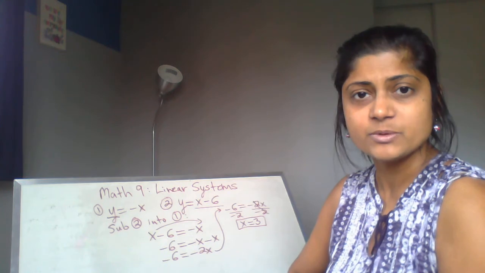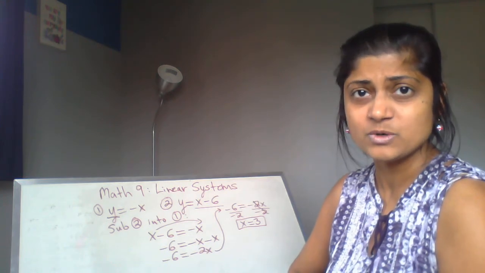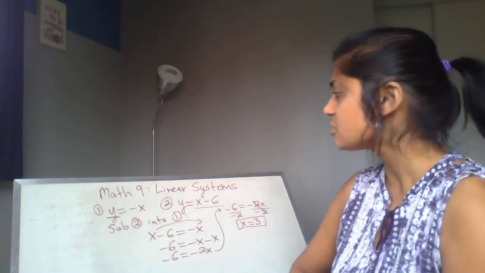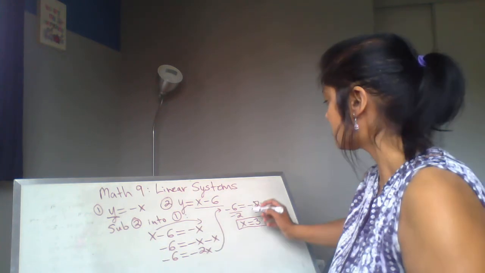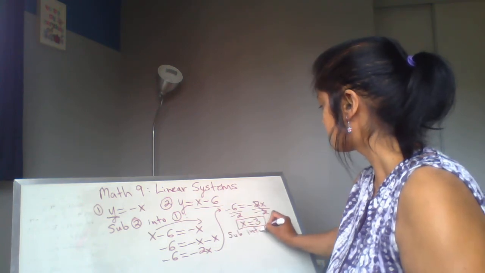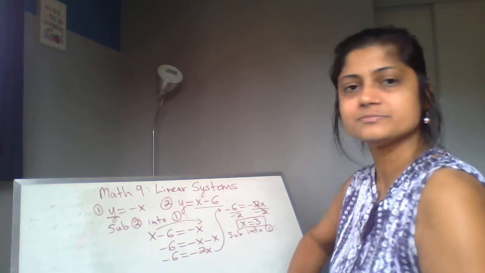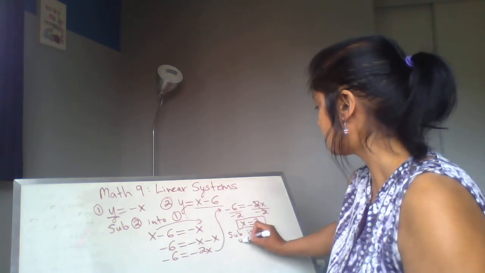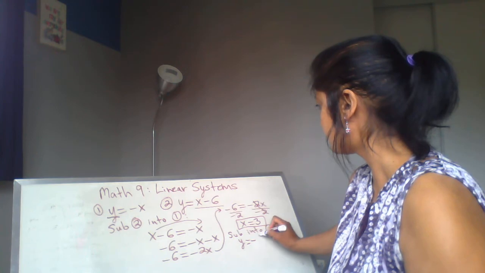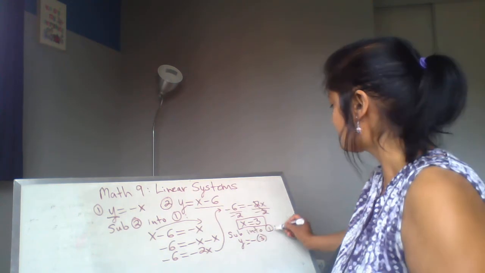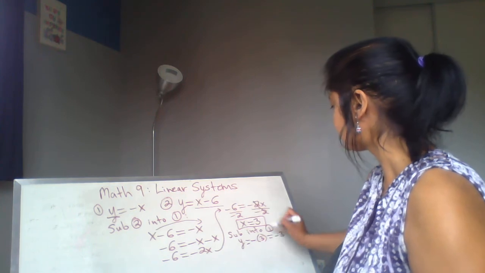Again, remember that we're not done. What we want to do now is plug this back into one of our equations and solve for the value of y. Here we can just substitute into equation 1, and for equation 1, I'm going to put y equals negative 3. That's basically the answer for y. So y is equal to negative 3.